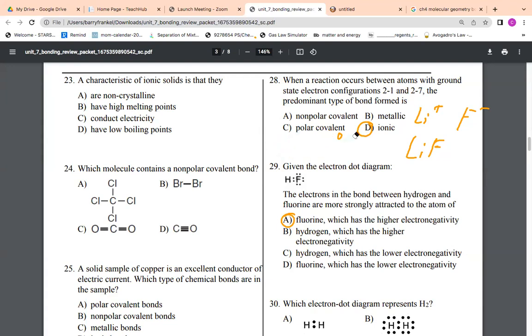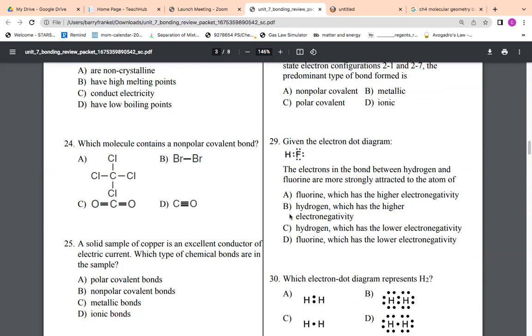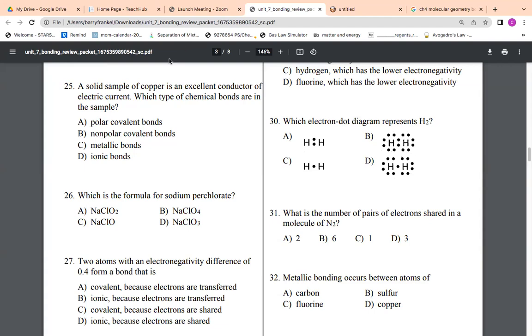Alrighty, that's it for 29. Halfway through, 130. Okay. Which electron dot diagram represents H2?